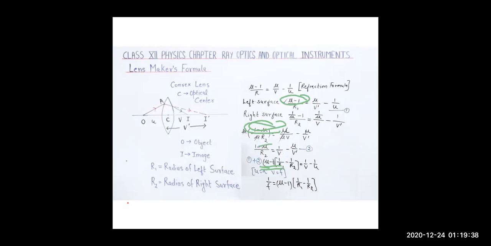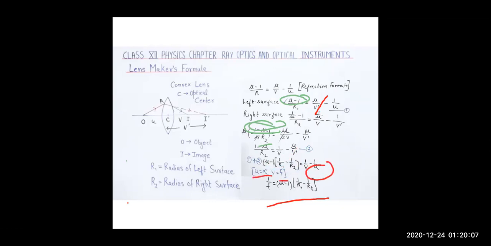Now let's talk about the right side, and if you see on the right side children, then this is mu upon v', mu upon v', this is plus, this is minus, it will get cancelled. What you are left with is 1 by v minus 1 by u. So this is your, just a second, so if I substitute, if the object is at infinity, if u is at infinity, then we know that the image is formed at principal focus f.